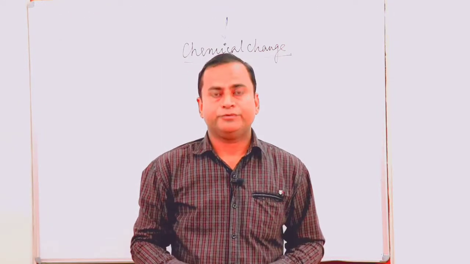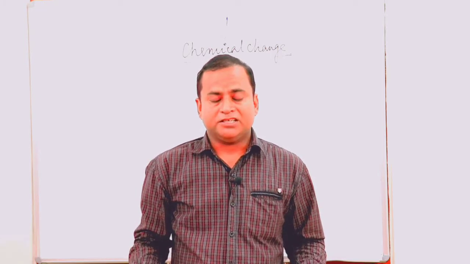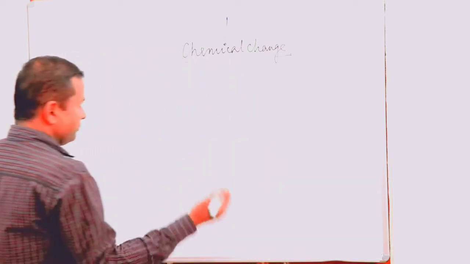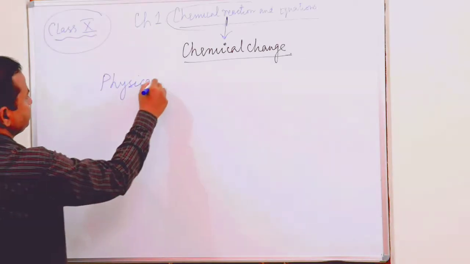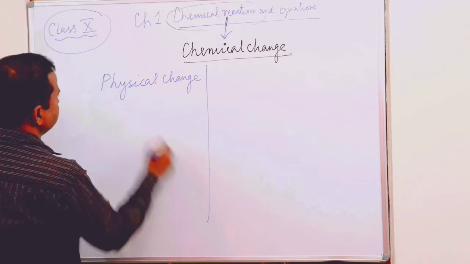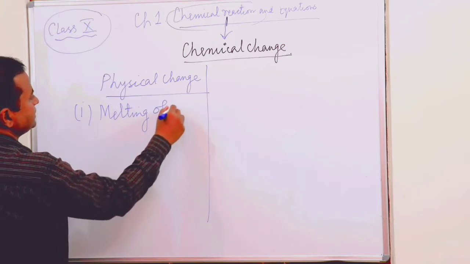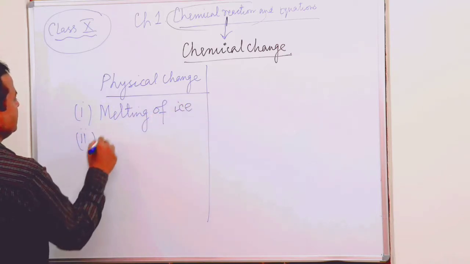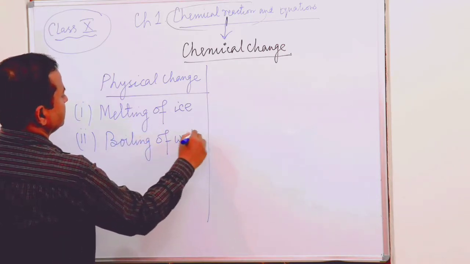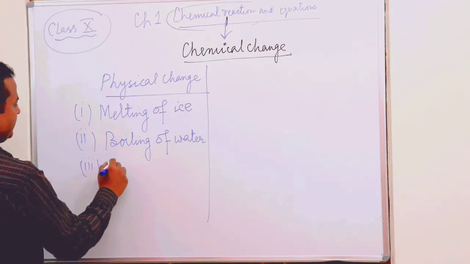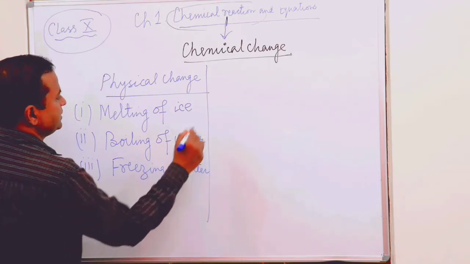Okay, this is not a new term for you all. You must have learned about two types of changes, that is a chemical change and a physical change. So let's recapitulate it once again, that is, what is the difference between physical change and chemical change. But I will begin this by taking some examples. Physical change: first, melting of ice. Second, boiling of water. Third, freezing of water, and many more. These are basic examples.